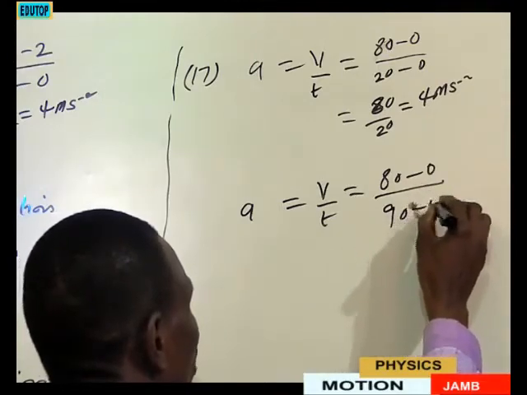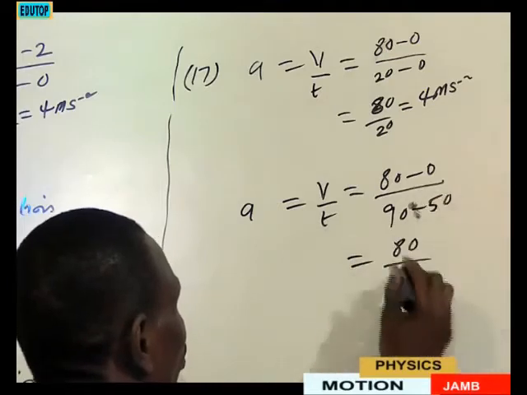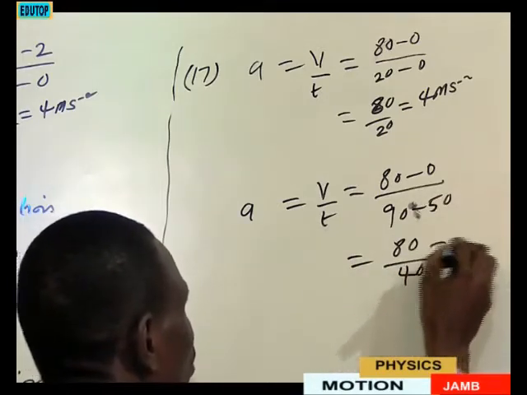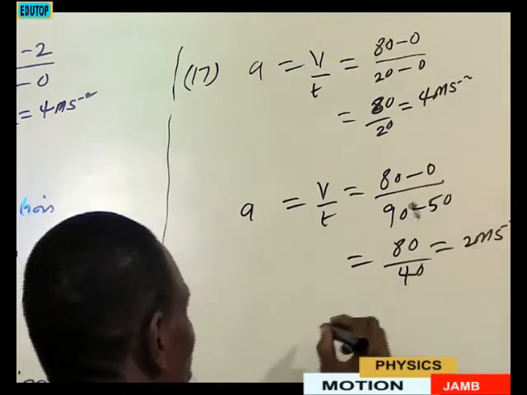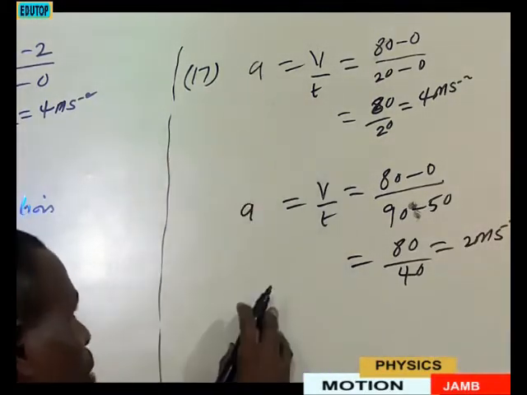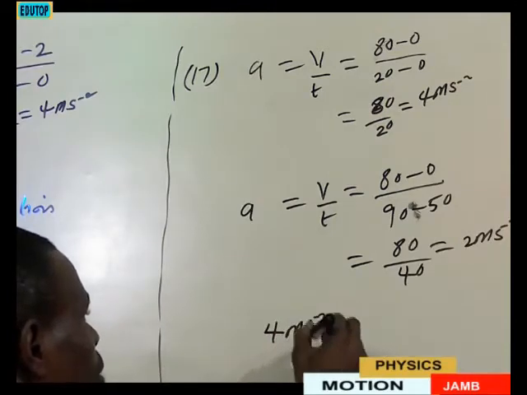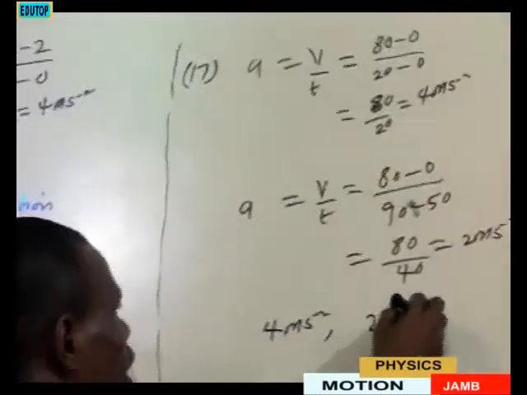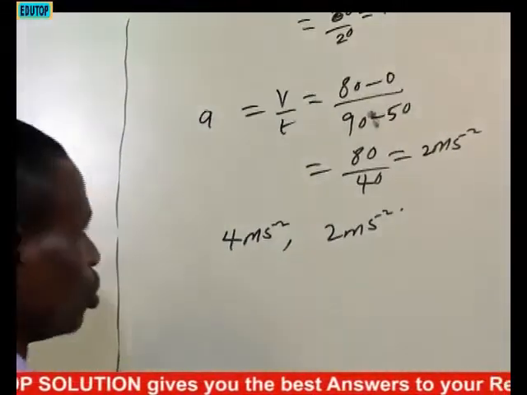90 minus 50, which is 80 over 40, which is 2 meters per second squared. So for both acceleration and retardation respectively, we are going to have 4 meters per second squared and 2 meters per second squared. And that is what you are to do.